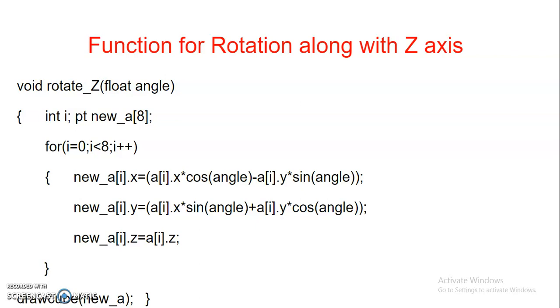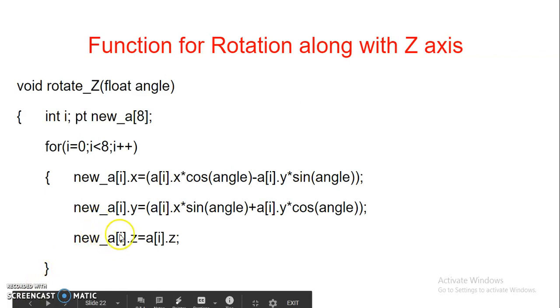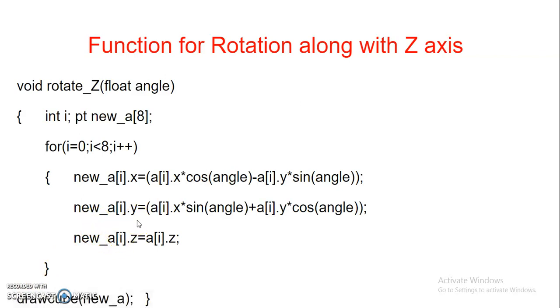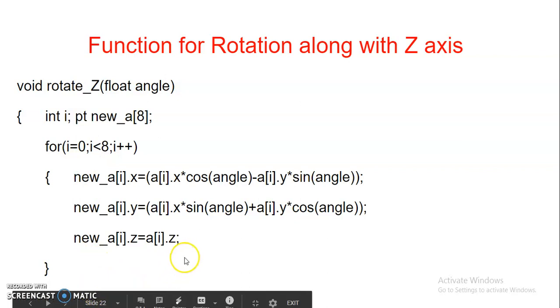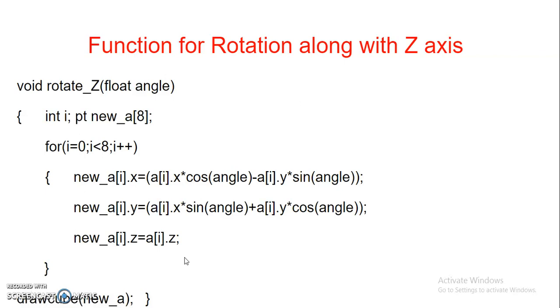So after completion of this step, as I said, don't forget to call the draw cube function. Every time we will get an array with new points, pass that array to the draw cube function, so we will get a new cube which is the representation of a cube after the rotation.